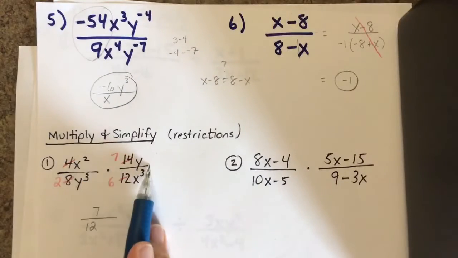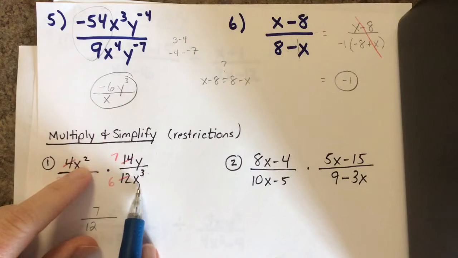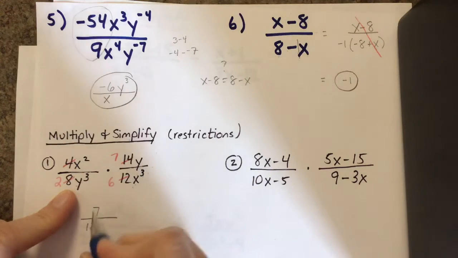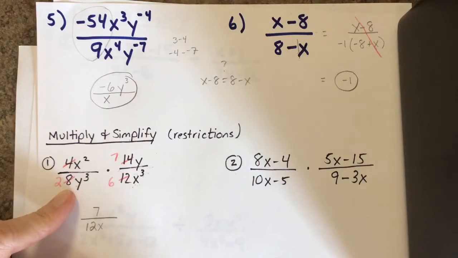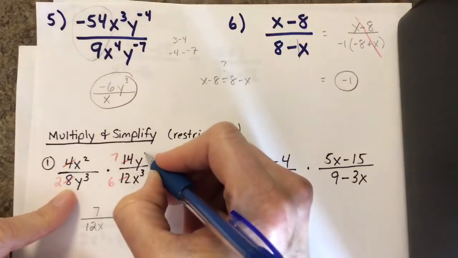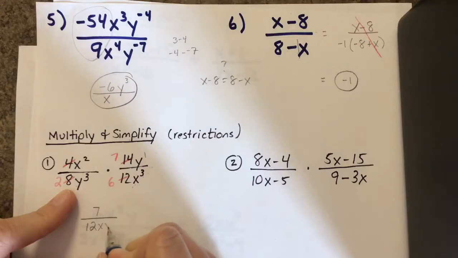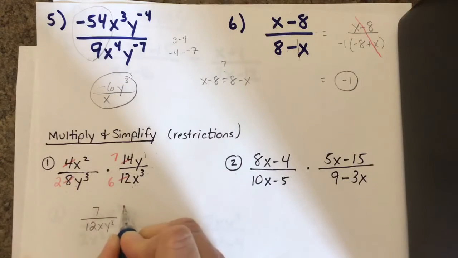When you divide, you subtract your exponents. So x to the second divided by x to the third, I get x to the negative 1, so x goes in the denominator positive. Then I do my y exponents, 1 minus 3, I get negative 2, so y squared down there. Finished.